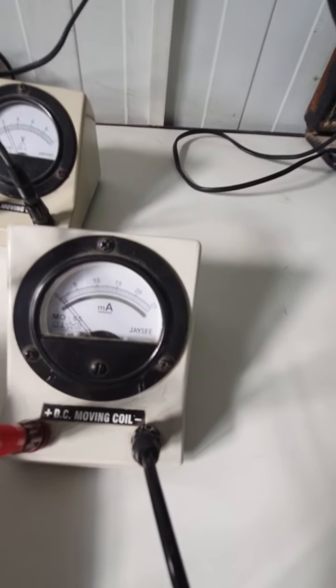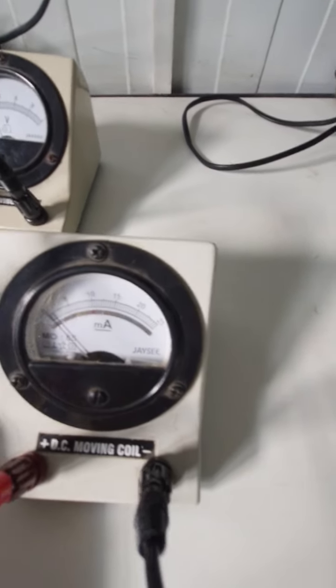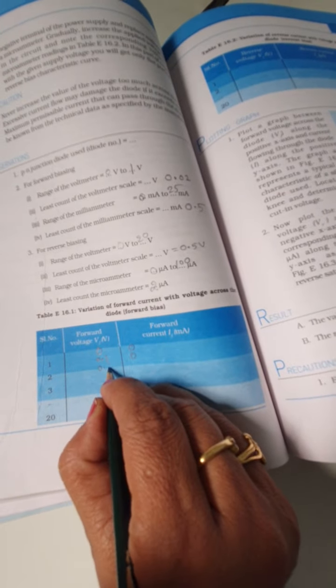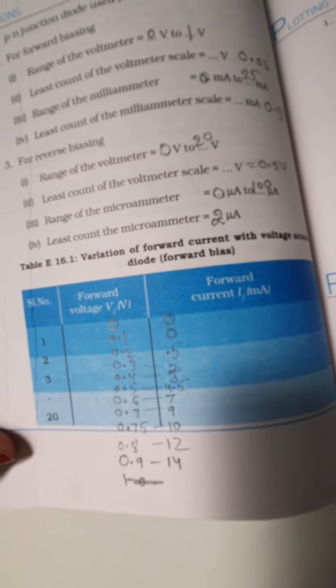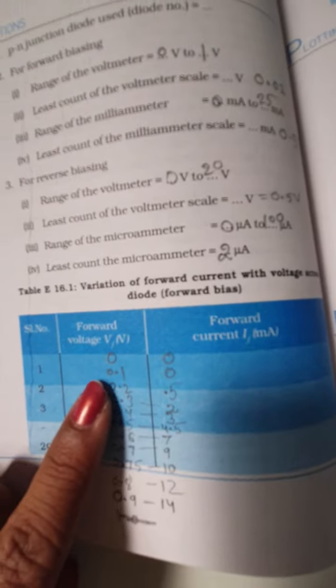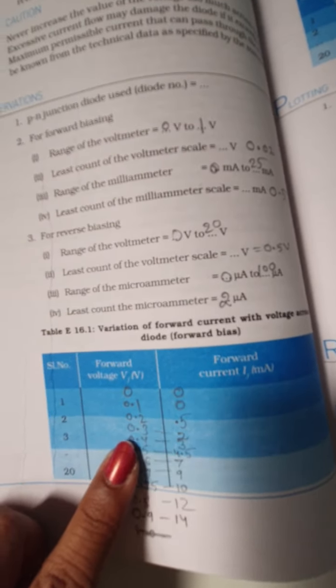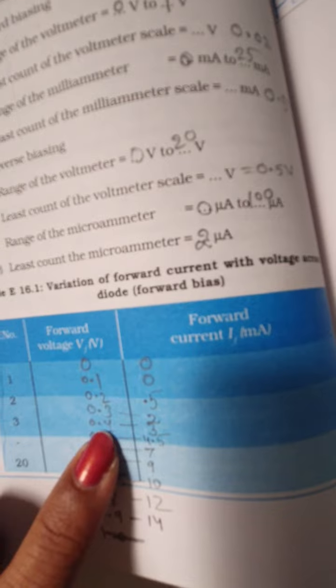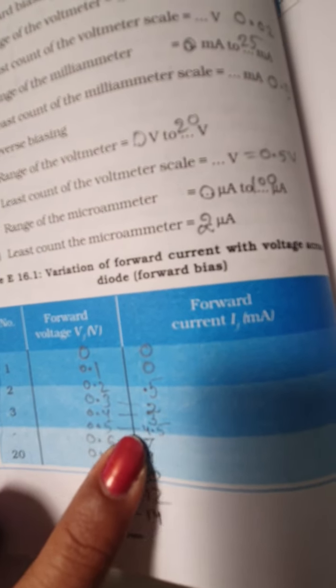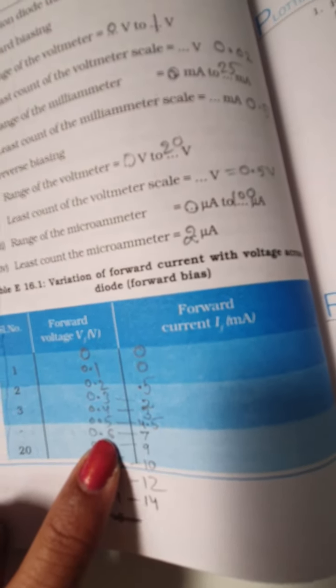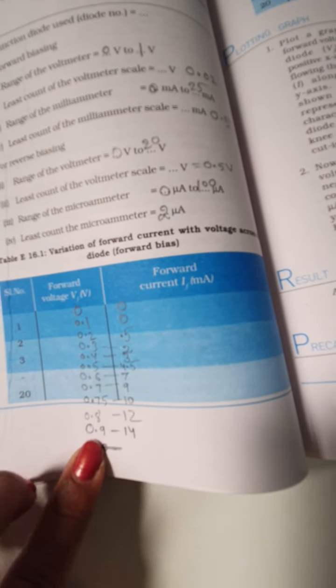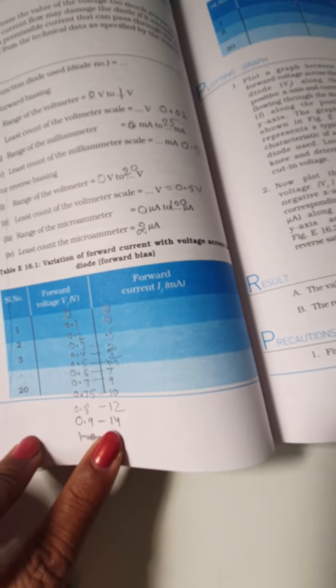Yes, the voltage is at 0.2 and the current one division has been moved, so it is 0.5. So at 0.2 it is 0.5. Similarly, I will take all the readings and then I'll note it down and show you. I have taken all the readings here. At 0.2 it's 0.5, at 0.3 it is 2, 0.4 it is 3, at 0.5 it is 4.5, at 0.6 the current is 7, and so on. I have taken till 0.9, it comes out 12.